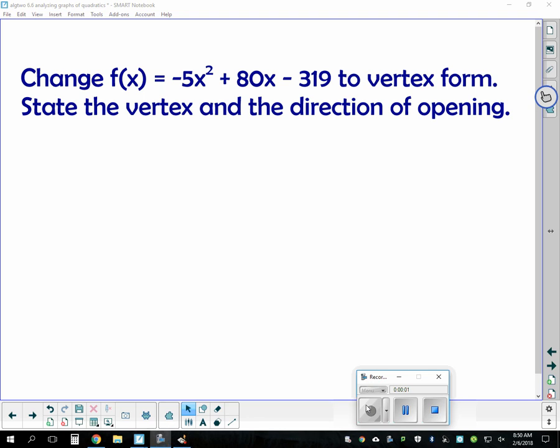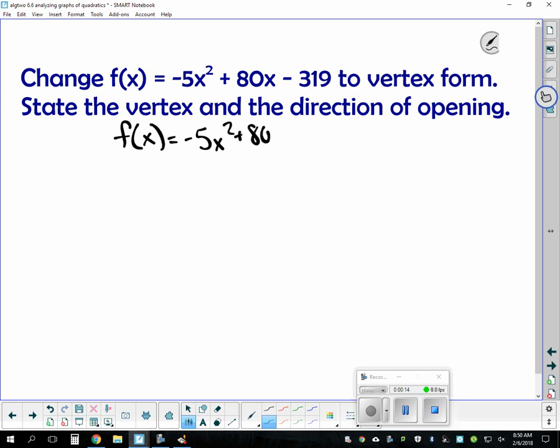Okay, review problem first off. Okay, guys, so what's the first thing you're going to do to get this from standard form into vertex form? Okay, the first thing you need to do is move your constant term to the left. So we have f of x plus 319. What else do you need to do?